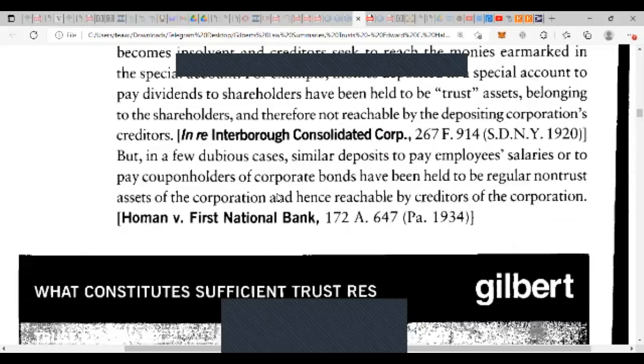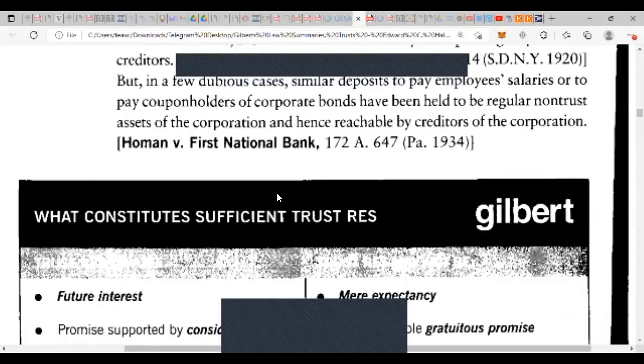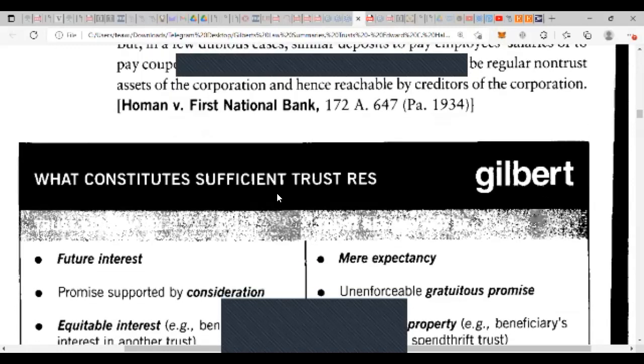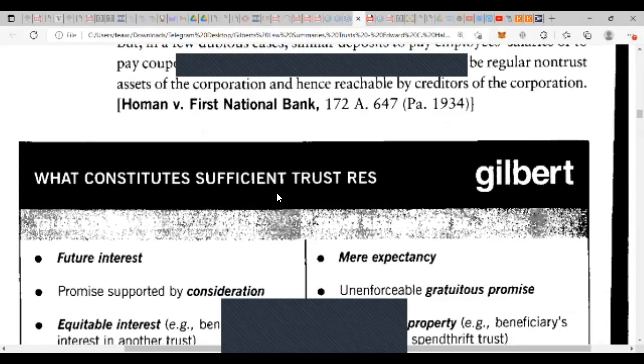But in a few dubious cases, similar deposits to pay employee salaries or to pay coupon holders of corporate bonds have been held to be regular non-trust assets of the corporation and hence reachable by creditors of the corporation. Holman versus First National Bank, 1934.